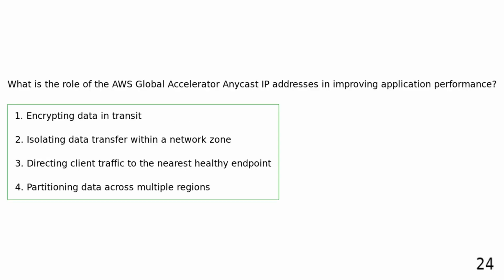What is the role of the AWS Global Accelerator Anycast IP addresses in improving application performance? Encrypting data in transit. Isolating data transfer within a network zone. Directing client traffic to the nearest healthy endpoint. Partitioning data across multiple regions.